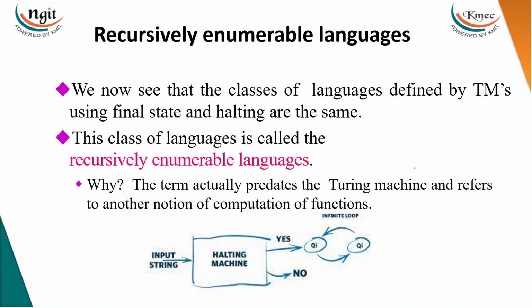And go with recursively enumerable languages. As I told you, there are languages accepted by the final state and by halting. So recursively enumerable languages mean there is a possibility of going into an infinite loop, right? So for some input strings, not for all, as we have already discussed. If there is a possibility of going into an infinite loop, then we can say that it is a recursively enumerable language. Whether it goes into an infinite loop or not, we can accept the strings. There is no problem with that, right?